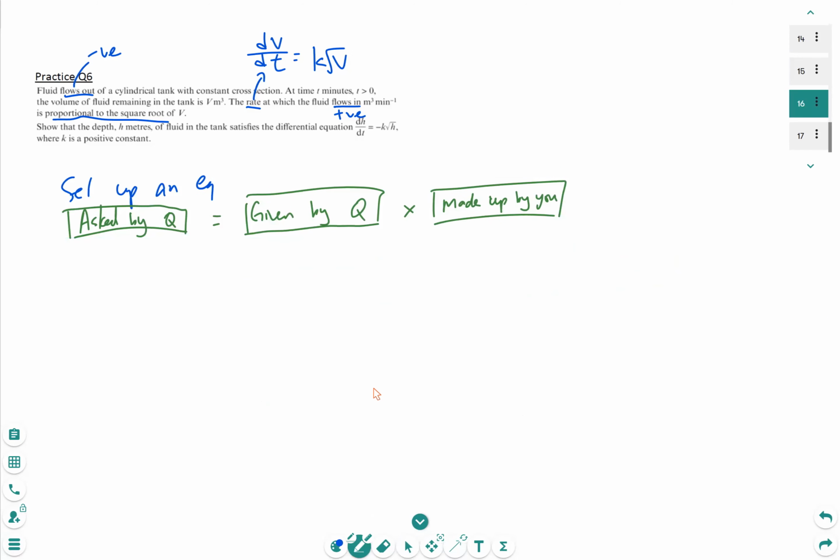So this time the question is asking for dH by dt. Oh, hang on, my bad. I was wondering why it is positive and negative. My bad, in here, okay, English problem. The rate at which the fluid flows out, in the unit of meters per second. So there's still a negative. Sorry, my bad. It's still a negative because it's flowing out. So it's negative.